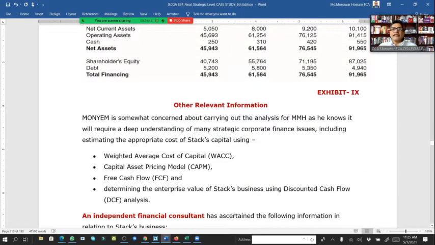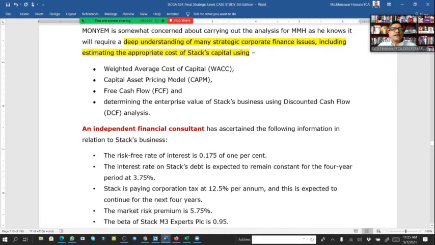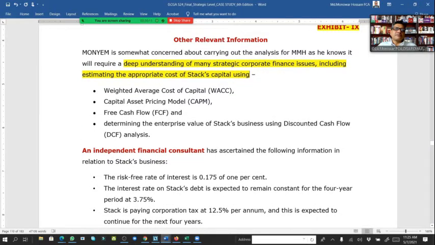Now the other relevant information of that company. The other relevant information is that Munim is somewhat connected with carrying out the analysis. MMEs, as they know, will require a deep understanding of many strategic corporate financial issues, including estimation of corporate cost, etc. So they are analyzing and working with the weighted average cost of capital, CAPM, free cash flow. We know what free cash flow is. We know the cash flow.